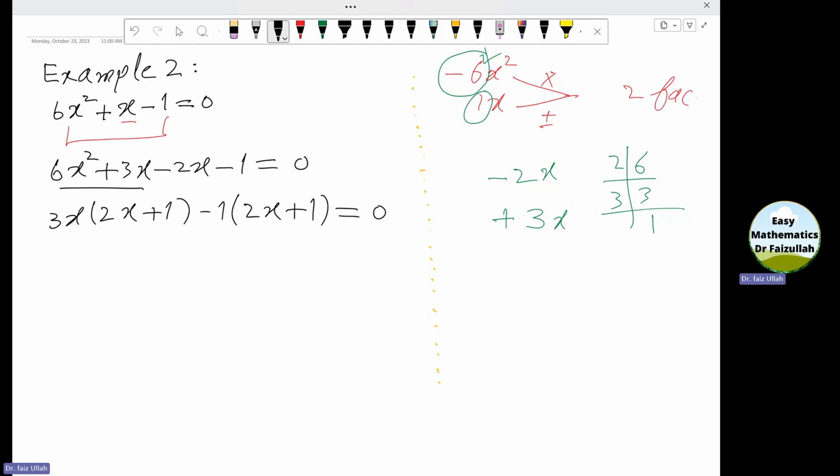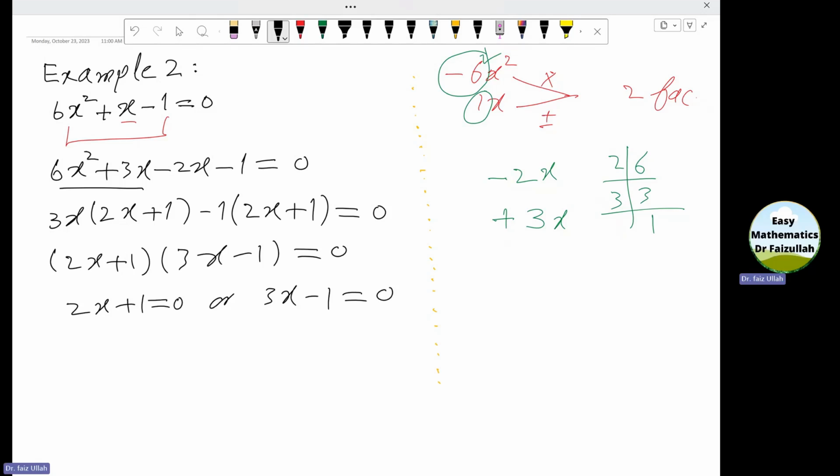Now 2x plus 1 is common factor. So we have 2x plus 1, then here we have 3x minus 1 equal to 0. From this we get 2x plus 1 equal to 0. And from the other we get 3x minus 1 equal to 0.